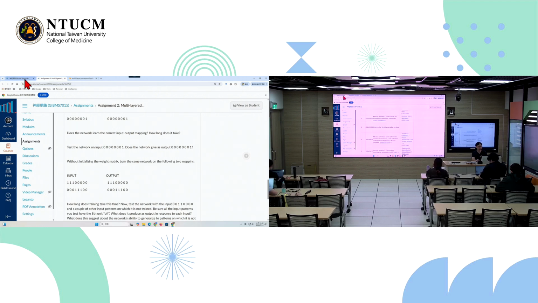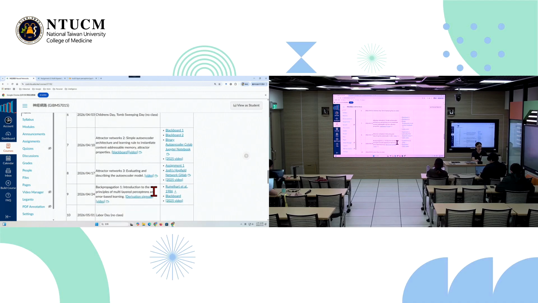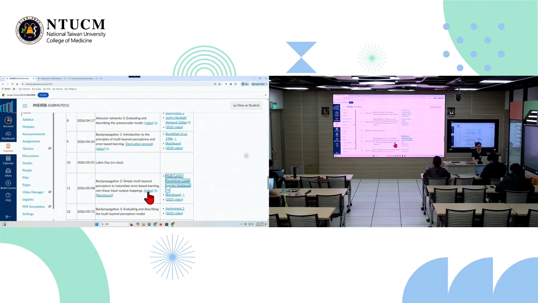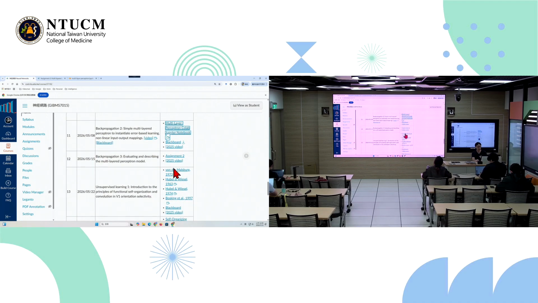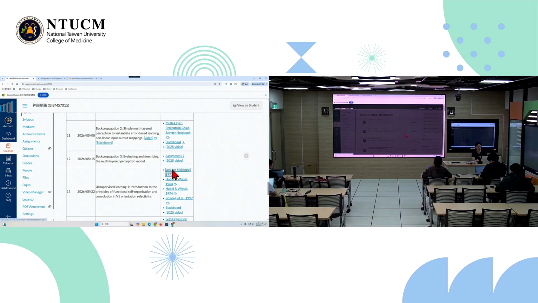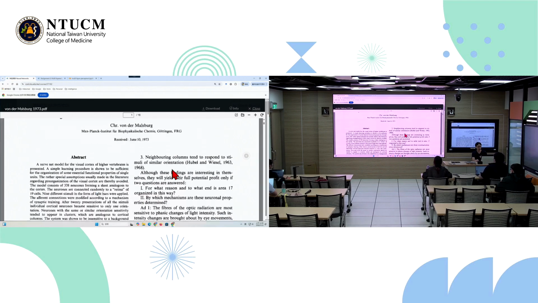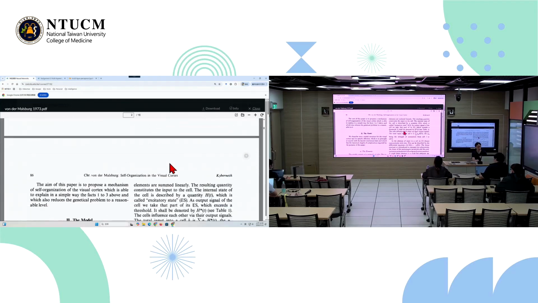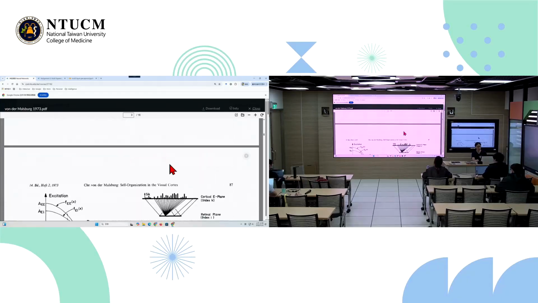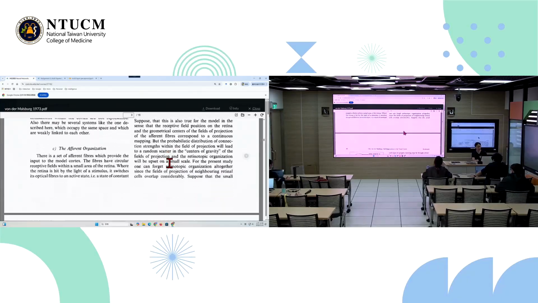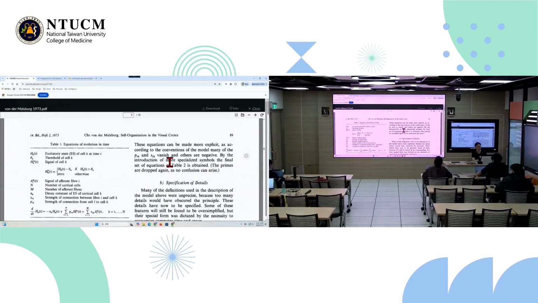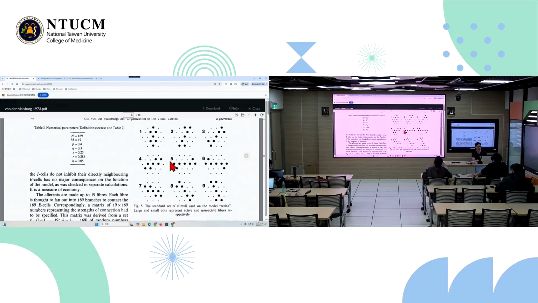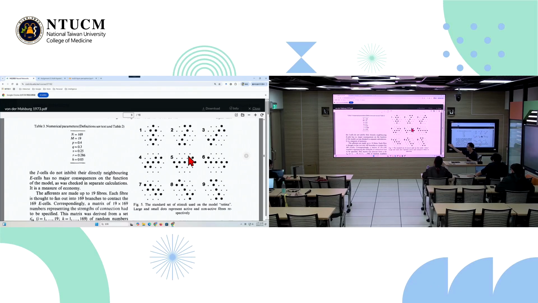And I want to highlight von der Malsburg's paper. I want to bring it up first, and then we'll call it a day. Von der Malsburg's paper is very interesting because I think this is the key thing. Where is it? Here. Okay, figure 5.